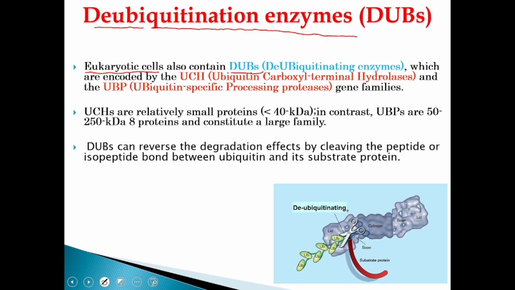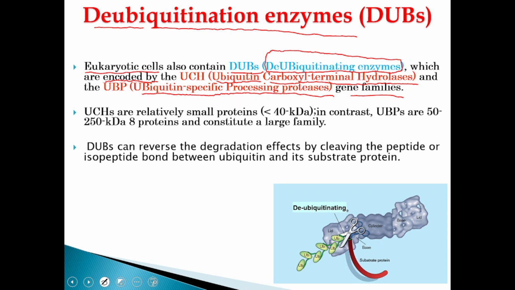These DUBs are encoded by, again this is nice to know information, you don't have to memorize the gene families, but just to enhance the process of gaining information, two classes of gene families: ubiquitin carboxyl terminal hydrolases and ubiquitin specific processing proteases. These are two gene families that give you enzymes which are called deubiquitination enzymes or DUBs. And the name suggests the function. De means lack, so deubiquitination means removing ubiquitin.